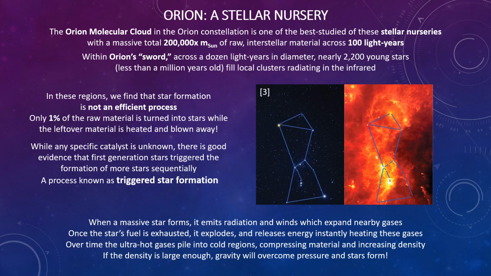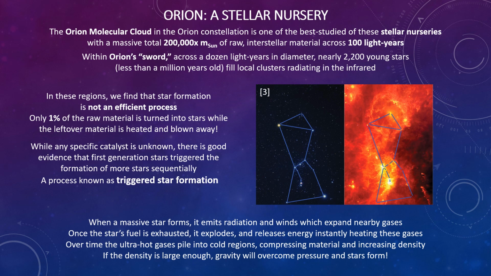So now let's talk about Orion and the massive molecular cloud that's in the Orion constellation. So there is a lot of nebula that make up the molecular cloud. Most famous of which is the Orion Nebula, which is located down below the belt near the sword in the constellation. And so this whole region, the molecular cloud, contains nearly 200,000 times the mass of the sun in raw interstellar material that's spread across about 100 light years.